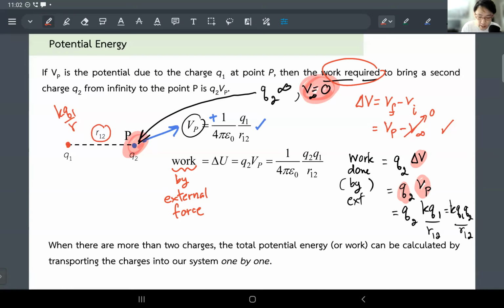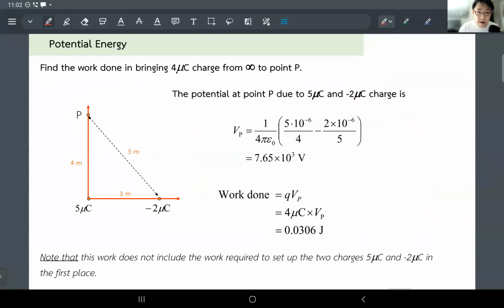And everything looks exactly like the conservation of energy that you had before. The work done by the external force is equal to the change of the total energy of the system. Perfect. Okay, one more time. If you're still a little bit confused, let me give you another example. Here we go, guys. Try again. Find the work done in bringing the 4 microcoulomb charge from so far away to point P. Point P is up here.